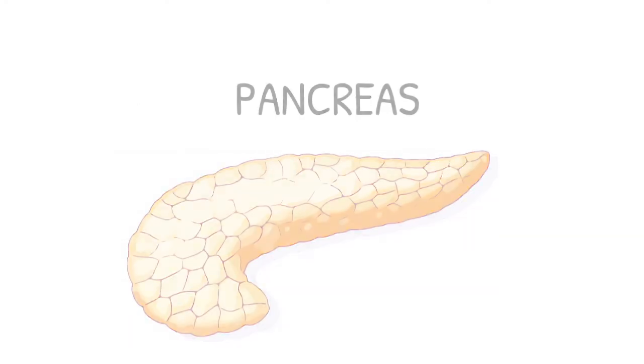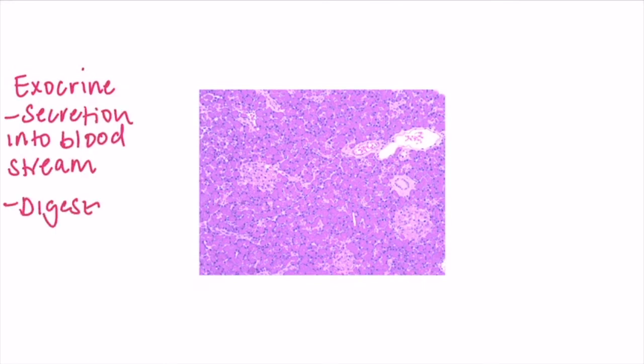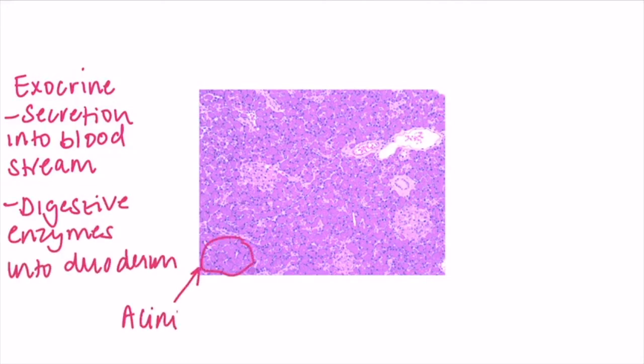Lastly, we have the pancreas. It has two portions: the exocrine, which secretes digestive enzymes, specifically into the duodenum, and acini, which is largely packed together as circled here, and you can also see interlobular ducts.